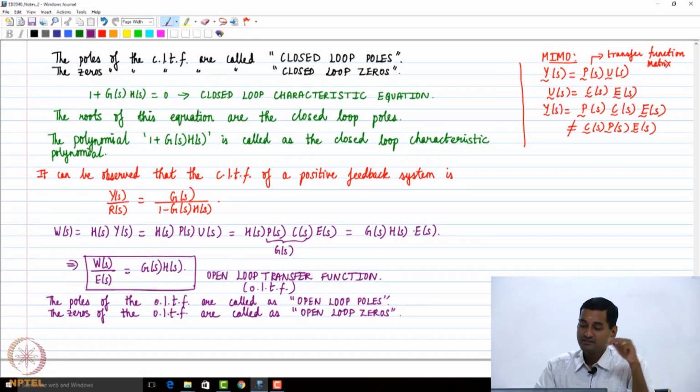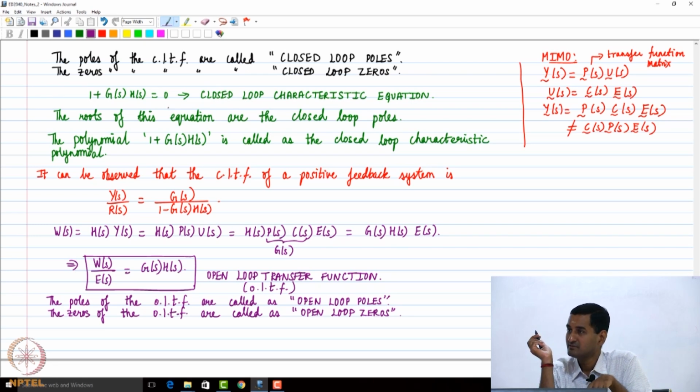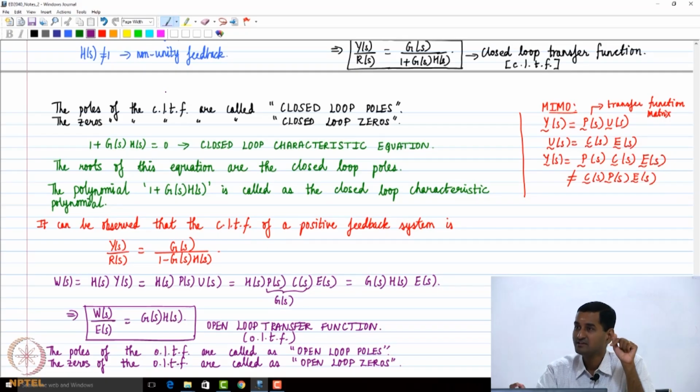Immediately you see that the closed loop characteristic equation is 1 plus open loop transfer function. One can immediately observe that. If you look at the closed loop transfer function, what is the closed loop characteristic equation? 1 plus G of S H of S equals 0. So the closed loop characteristic polynomial, which is the denominator polynomial of the closed loop transfer function, is nothing but 1 plus open loop transfer function, for negative feedback systems. We are going to use this to our advantage, so please remember this.